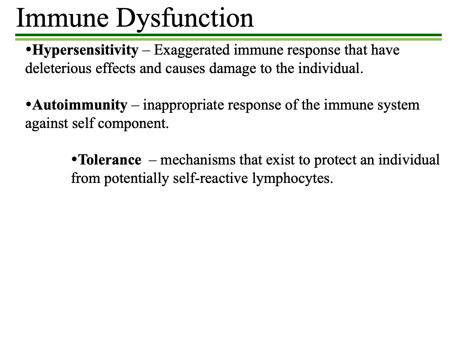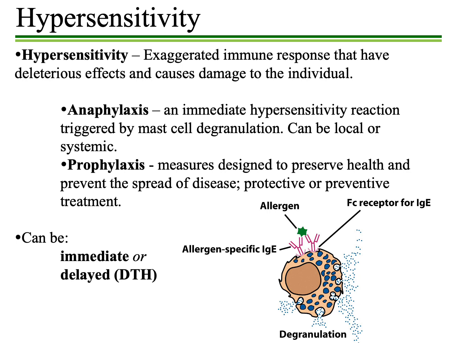With autoimmunity, we tie that together with a mechanism known as tolerance. We've alluded to tolerance a few times throughout the semester. Tolerance is a mechanism that exists to protect an individual from potentially self-reactive lymphocytes. So the tolerance mechanism is a safety mechanism to make sure that autoimmune situations don't in fact take place. So when tolerance fails is when autoimmune disorders come into play. So today's lecture focuses specifically on hypersensitivity.